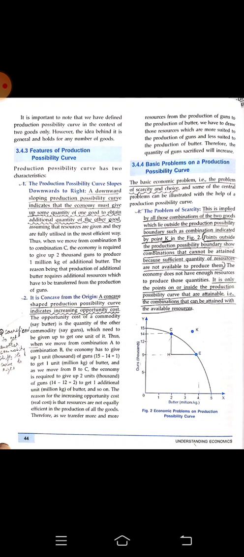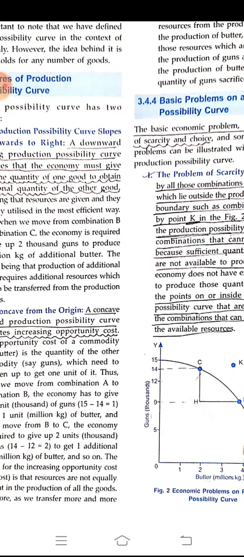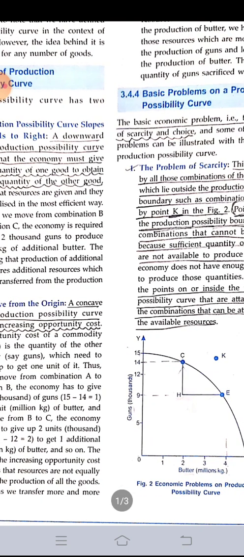So let us start with the features of the production possibility curve. What are the features? The first feature is that the production possibility curve slopes downward to the right. You can see there is a picture given here, a graphical representation showing that the production possibility curve is downward sloping. Why is it downward sloping?